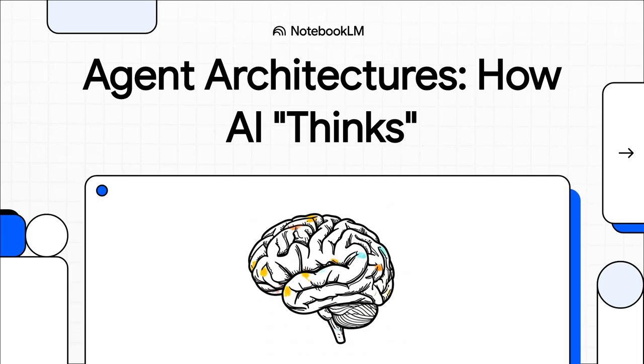All right, so today we are going to pull back the curtain and look inside the mind of an AI. We're going to explore how it actually thinks, how it gets from point A to point B to get a job done. And the secret sauce here is something called agent architectures.